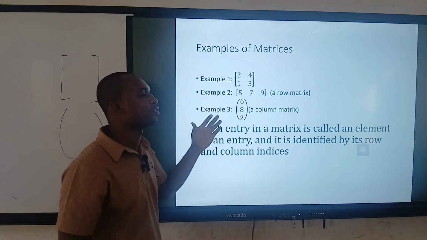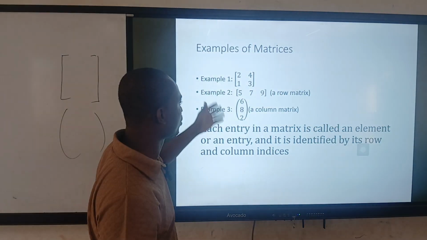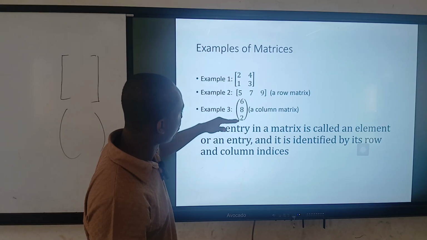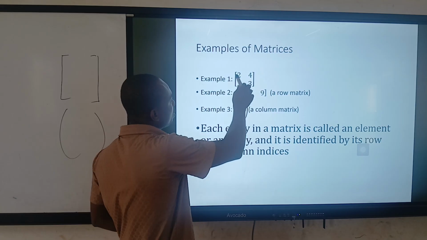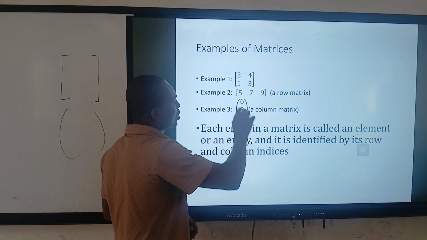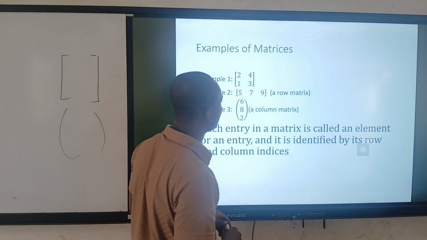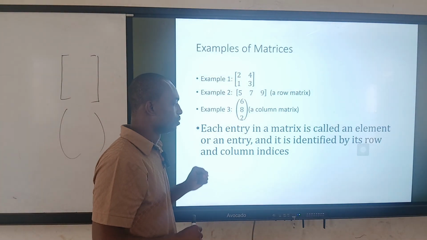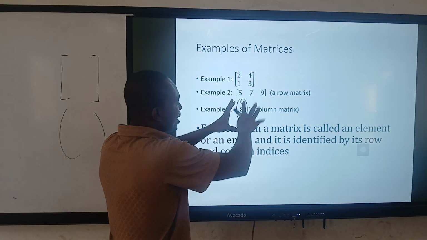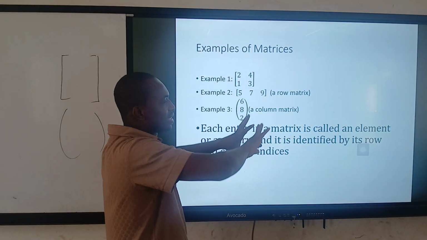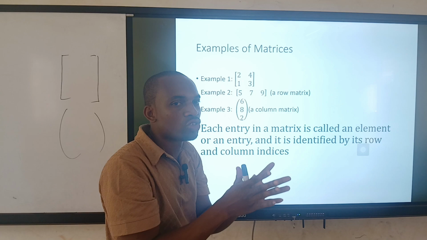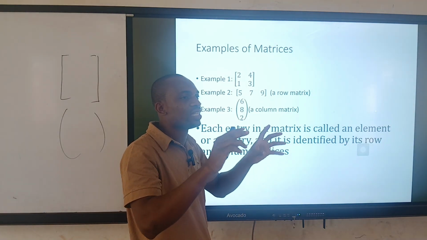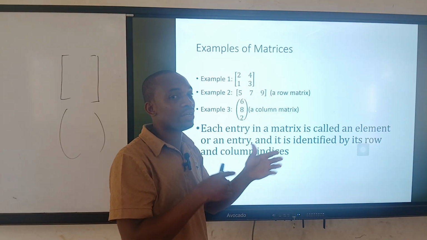We have these as examples of matrix. Example 1, example 2, example 3 here. So you see it is in the brackets. This one is the row matrix, and this one is a column matrix. And note that the numbers in the brackets, we call them entries or elements. So numbers or entries in a bracket form like this is the matrix.